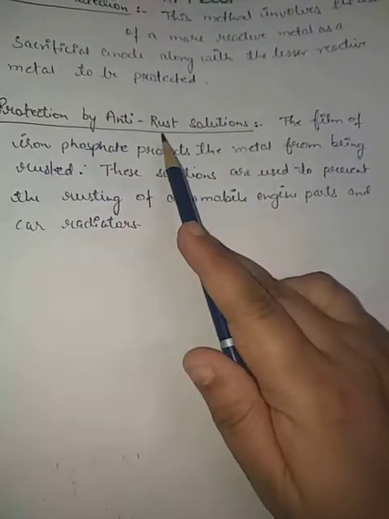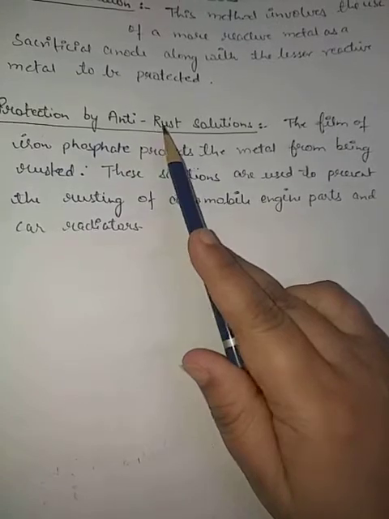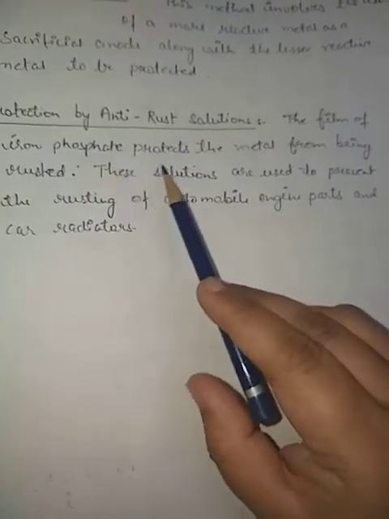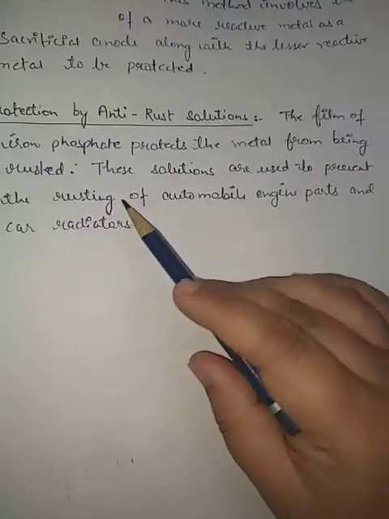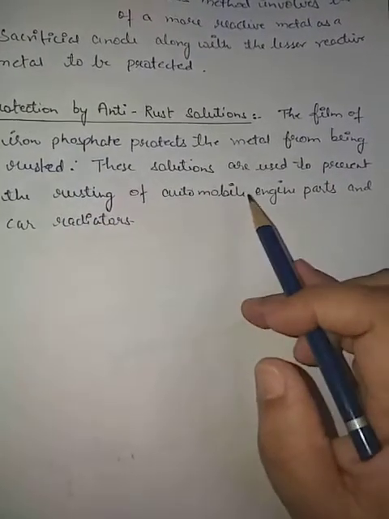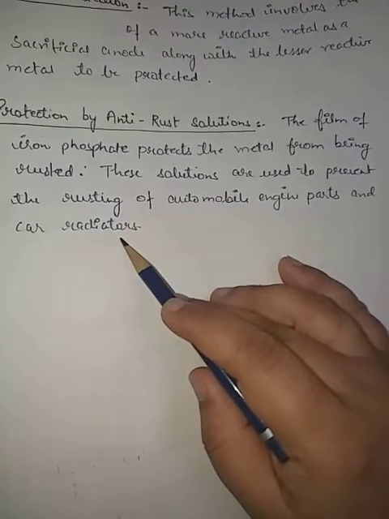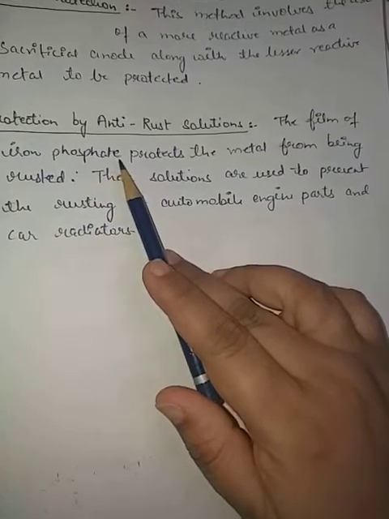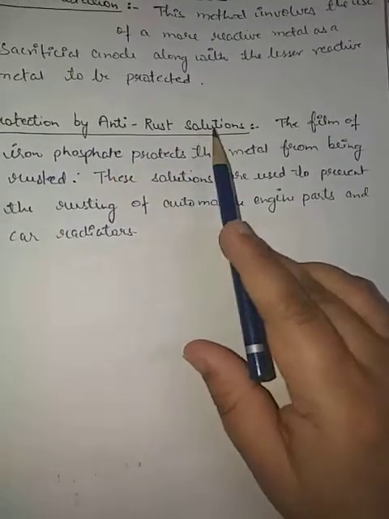These are solutions which protect the articles from being rusted. A film of iron phosphate protects the metal from being rusted, and these solutions are used to prevent the rusting of automobile engine parts and car radiators. So iron phosphate is used as an anti-rust solution.